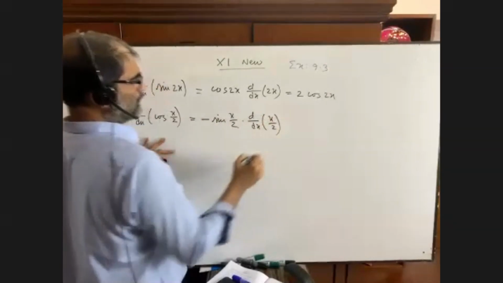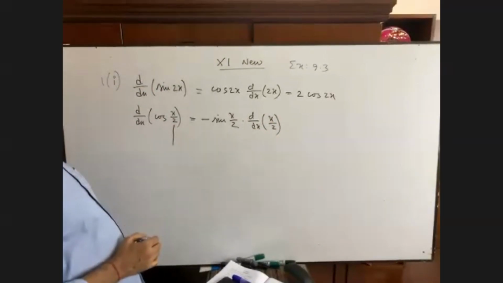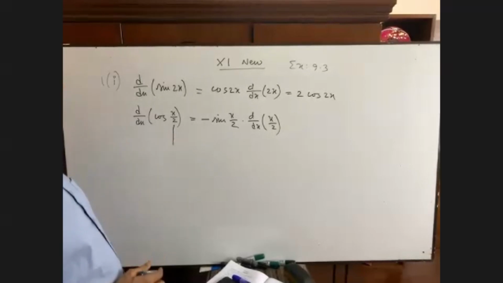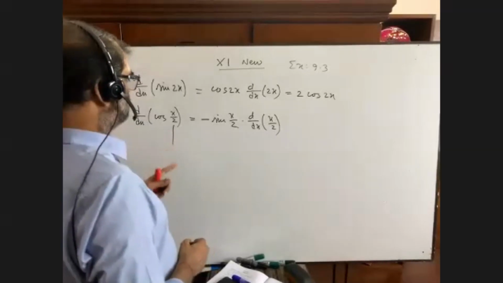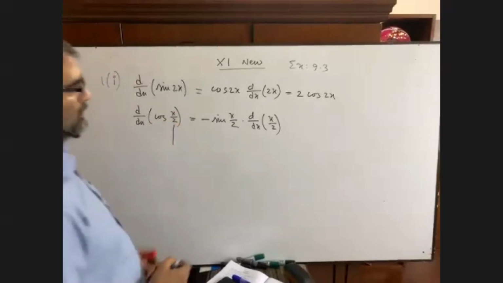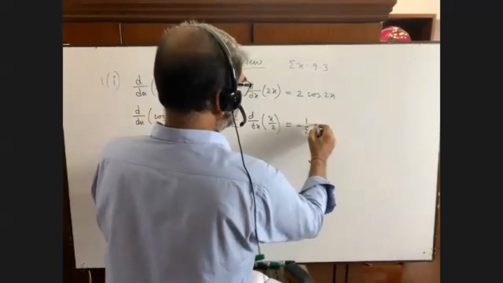Why do we have to differentiate again? It is not x, it is not only x. If you see that it is not only x, then you have to differentiate, and this is the chain rule I told you. Cosine x is a function, and x by 2 is itself another function. So we are getting here minus half sine x by 2.